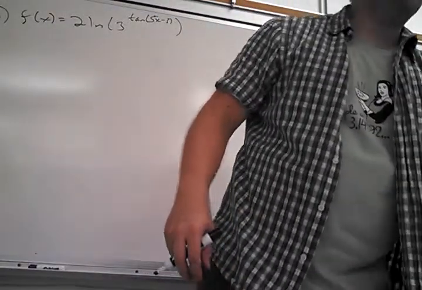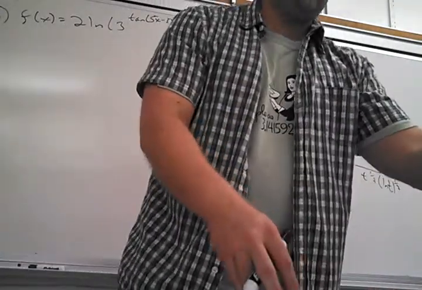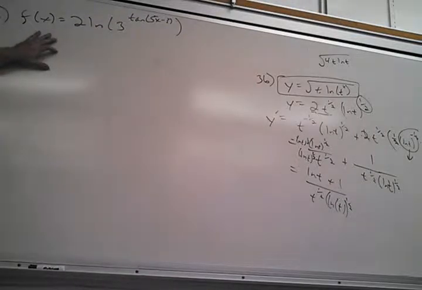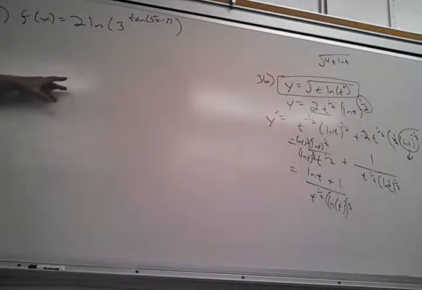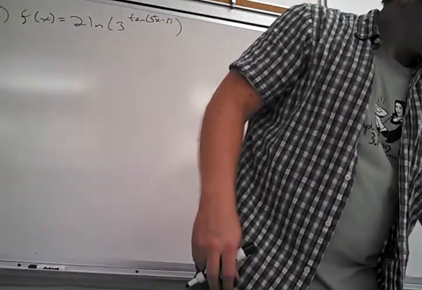I'm going to have either 8 to some weird power, so you have to remember, if I had a to the x, what is y prime going to be? 8 to the x times ln 8. Exactly. What if I had log base 8 of x? What would the derivative be? 1 over x ln 8.